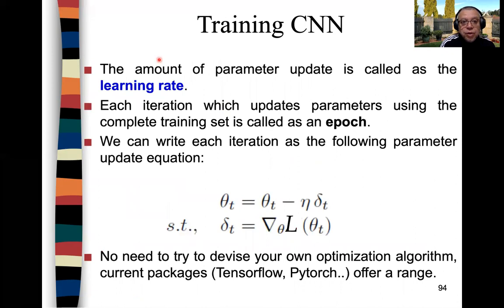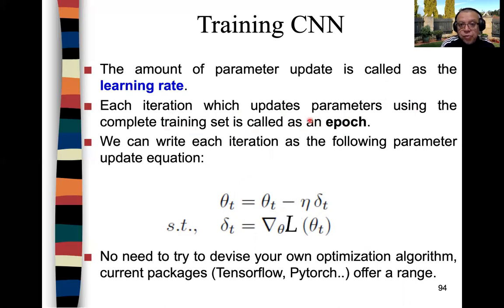So the amount of parameter update is called the learning rate. Remember, the way you adapt your parameters: the new parameters equal the old parameters minus eta, which is the learning rate, times the delta. And this delta is the gradient of the loss function. Each iteration which updates your parameters, meaning the weights and the bias, or the values of the kernel in the case of the CNN, using the complete training set is called an epoch.